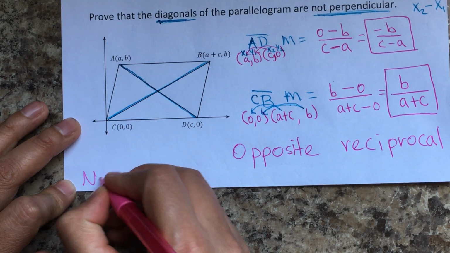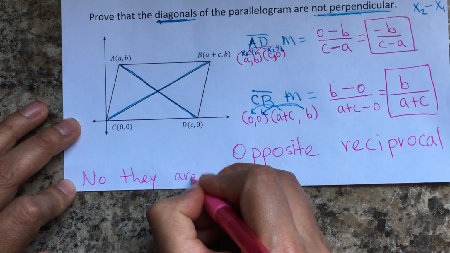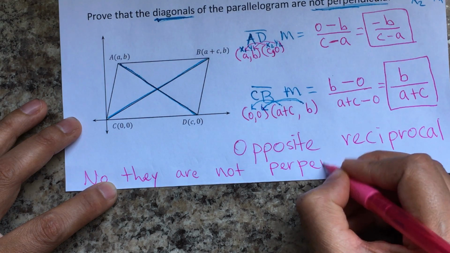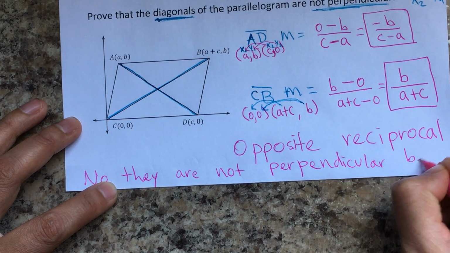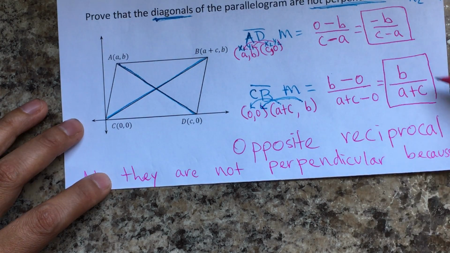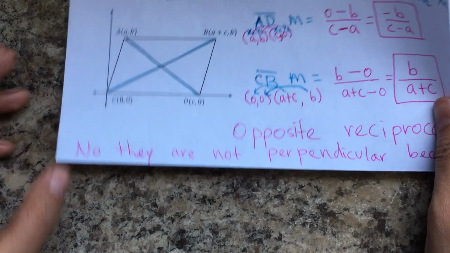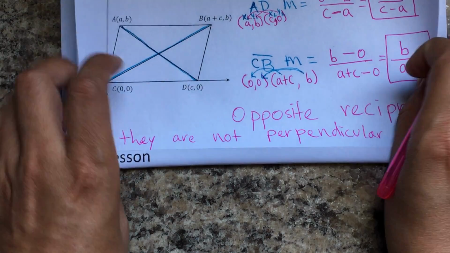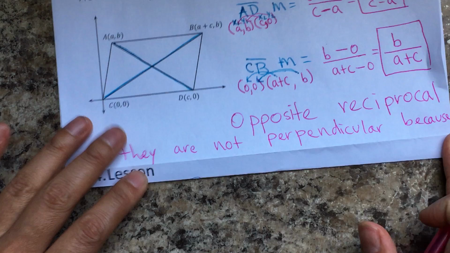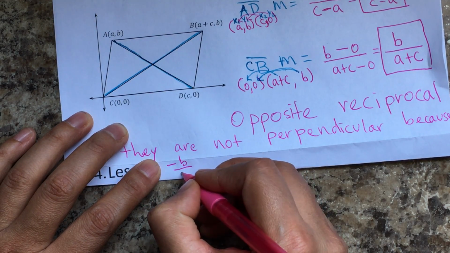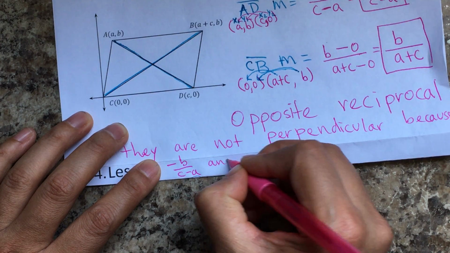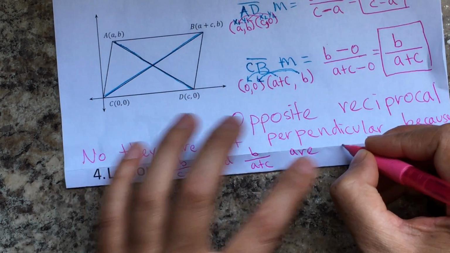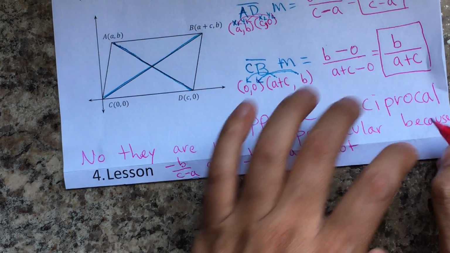So we're gonna say no, they are not perpendicular because negative b over c minus a and b over a plus c are not opposite reciprocal.